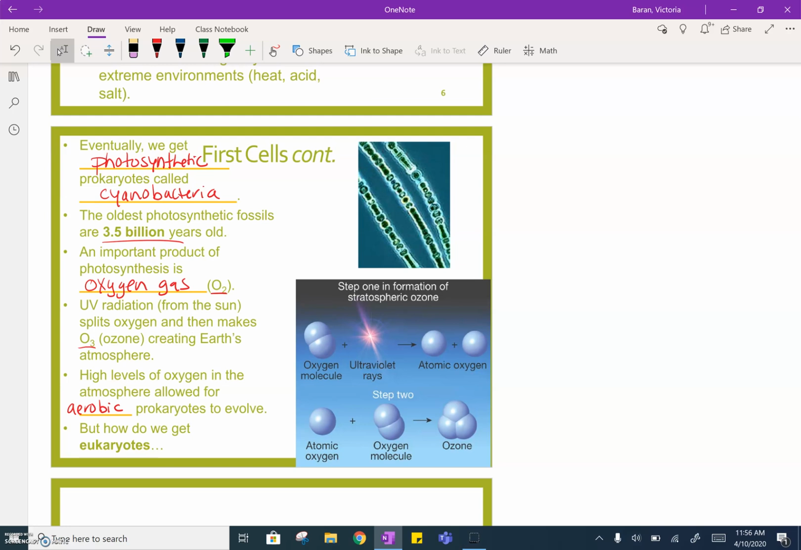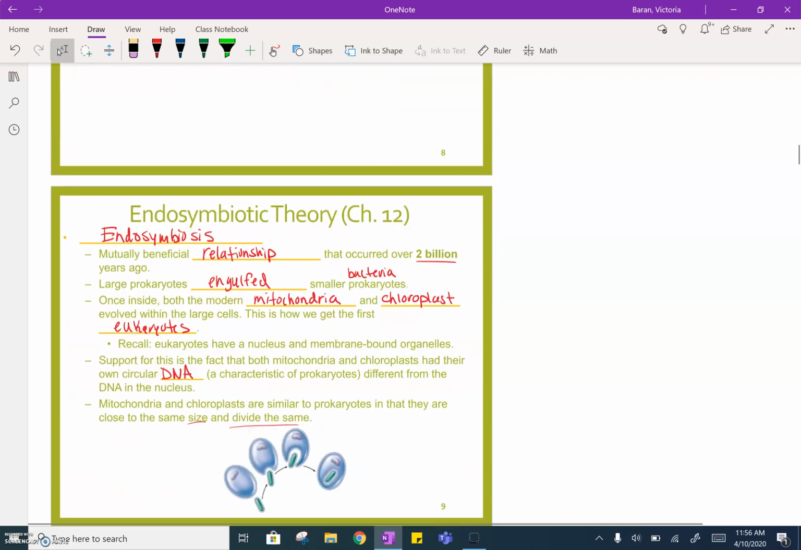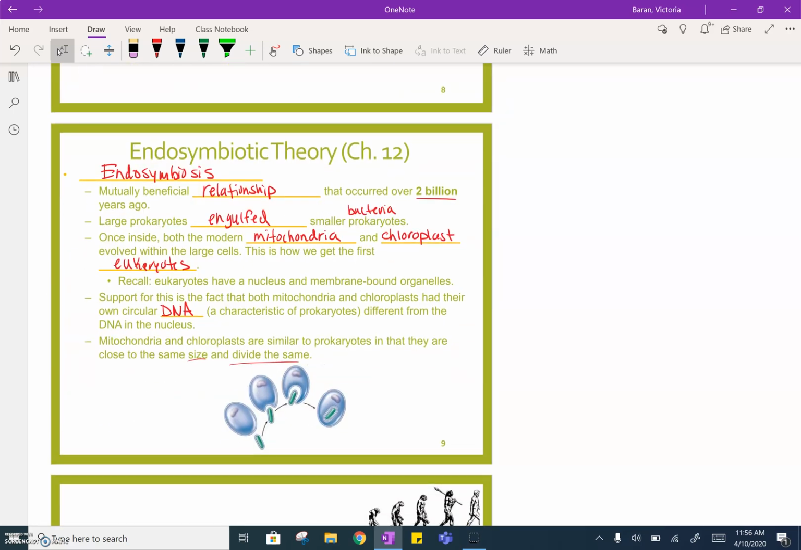Eventually, we move away from those simple prokaryotic cells and we get the first eukaryotic cells, which happened through that process of endosymbiosis, which is explained by endosymbiotic theory, and that smaller prokaryotic cells were engulfed by larger prokaryotic cells. Those smaller prokaryotic cells became the modern mitochondria and chloroplasts that we see today in eukaryotes.